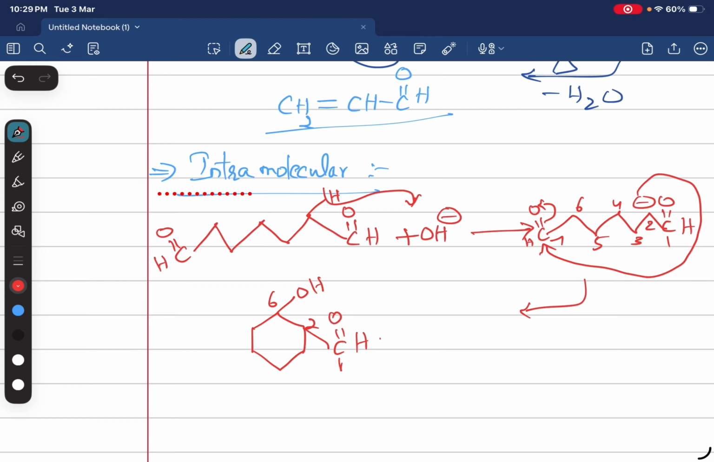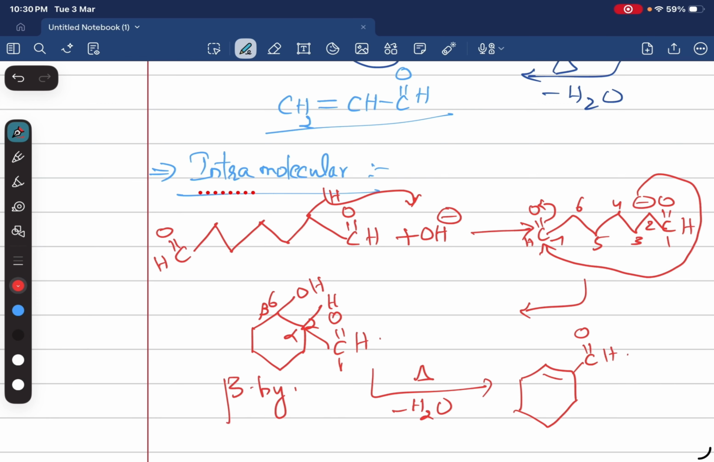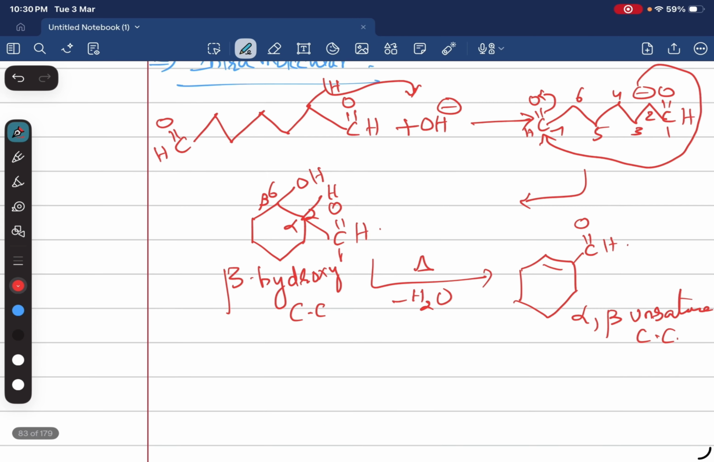In the next step, water is lost from this carbon, meaning the second and 6th carbon, which is nothing but alpha, and this is called beta. So an alpha beta unsaturated carbonyl group is formed. This is called a beta hydroxy carbonyl compound. This is called an alpha beta unsaturated carbonyl compound. So these are the products of intramolecular aldol condensation.